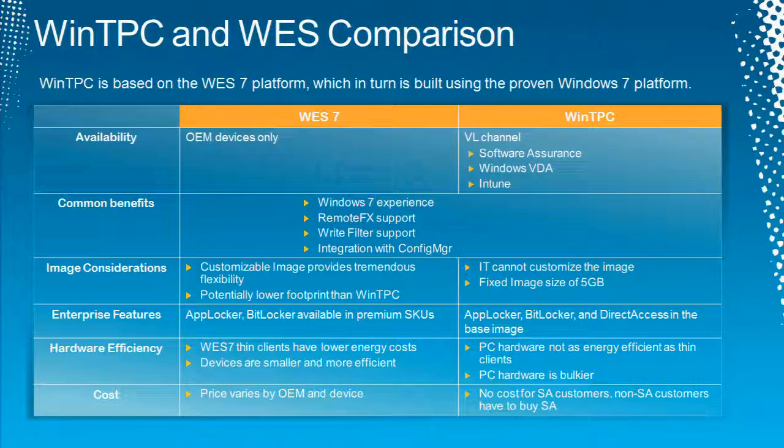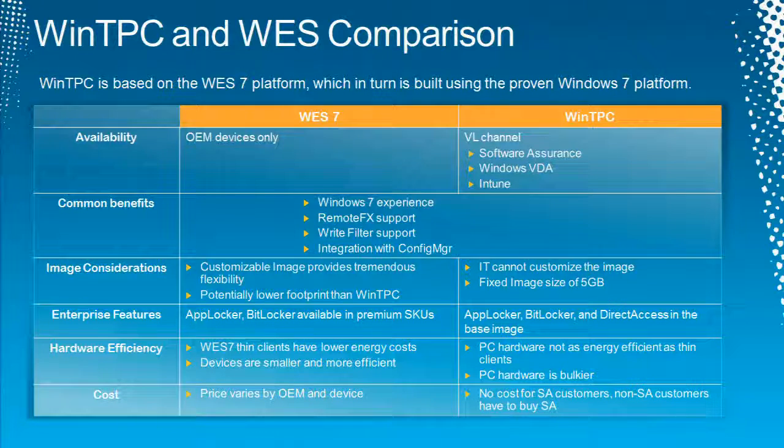When we talk about hardware efficiency, this is really where Wes 7 scores over Windows 10 PC, because at the end of the day, you're going to be installing Windows 10 PC on a PC. It's going to use the same amount of power. It's still got this heavy hard disk that's going to be spinning. It's still got the fan. Wes 7 clients are purpose-built, which means they're really efficient from a power perspective. They're really locked down. You can get these really rugged devices. So that's where Wes 7 really scores over the Windows 10 PC.